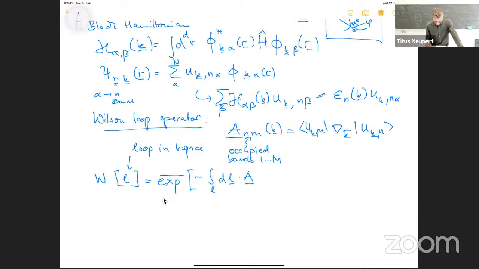In principle I can take any path, and I'll talk in a moment about the gauge degrees of freedom here, but typically I want to take a loop so that it doesn't depend on, for instance, the gauge in the end states. And the path ordering, this over bar here, is necessary because this A of k is a matrix. So this thing is also an M by M matrix.